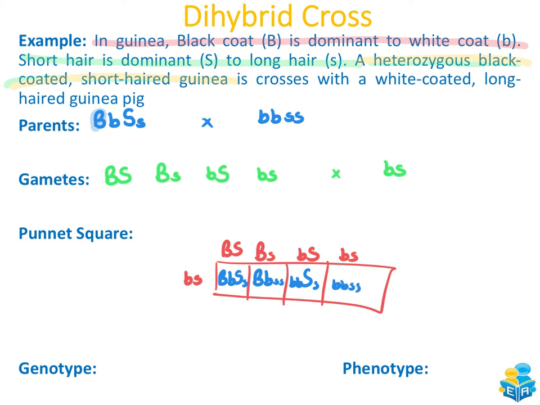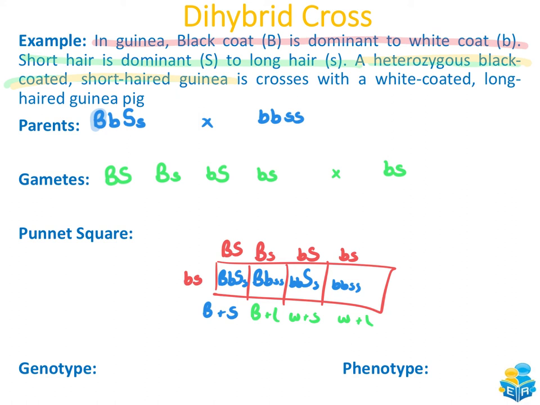Now, your genotypes are going to stay the exact same. I'm not going to list all of them out because that will take too long, but you would just list them here as normal. Now your phenotypes. This one here, the capital B and the capital S is going to win out, so it's going to be black and short. I'll just write it underneath first of all. So black and short. The second one is going to be black and long. This one is going to be white and short. And this one is going to be white and long.